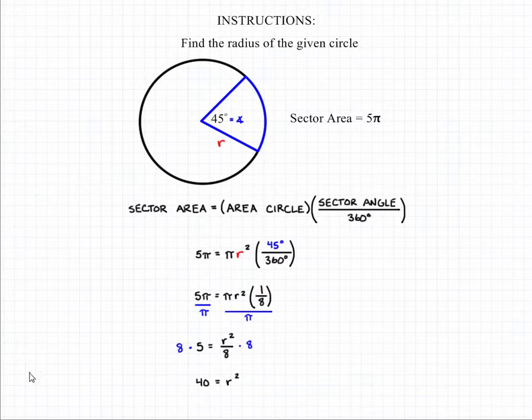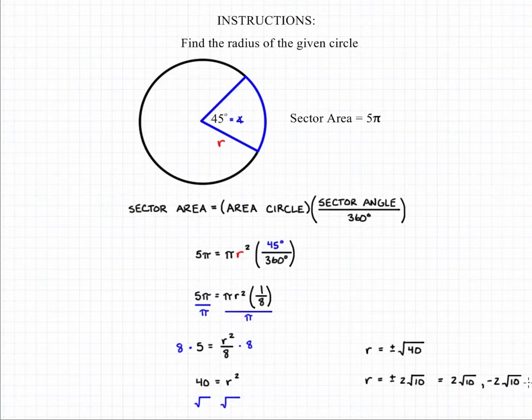And from here, if we take the square root of both sides of the equation, we will end up with r being equal to plus or minus the square root of 40. And we can simplify that radical a little and say r is equal to plus or minus 2 times the square root of 10. But we can even go a little better than that, because right now we have two options, 2 root 10 and negative 2 root 10.